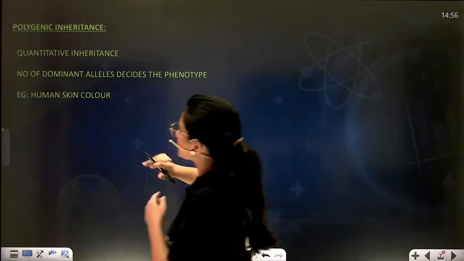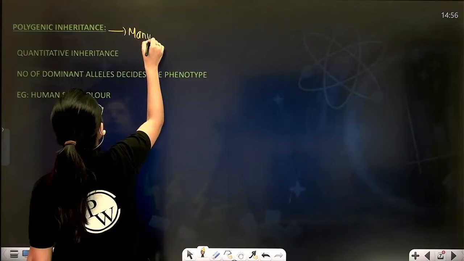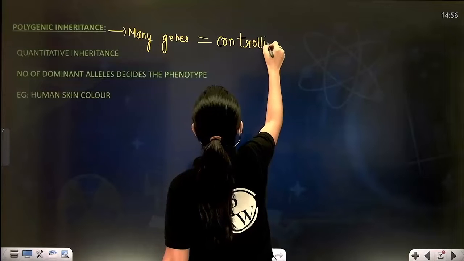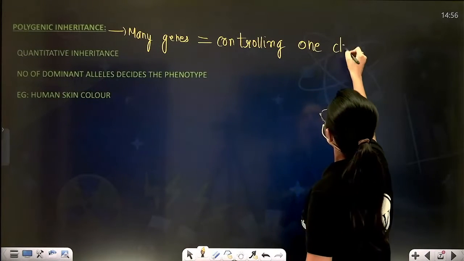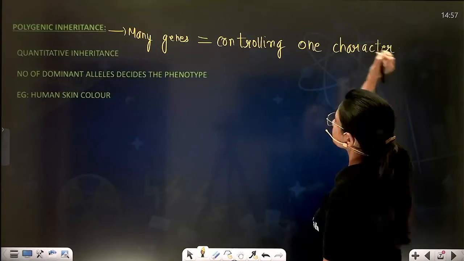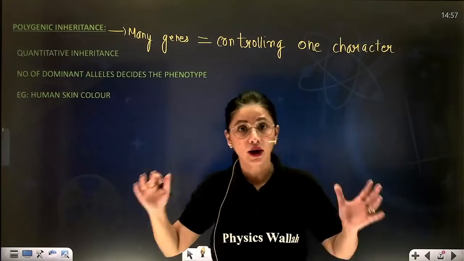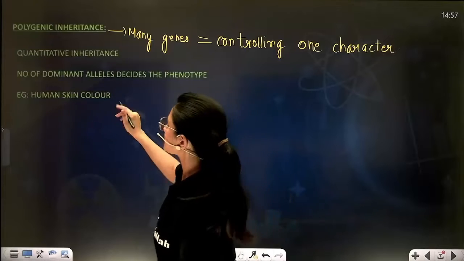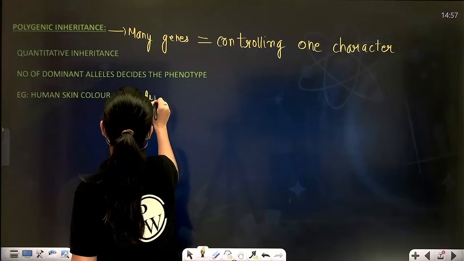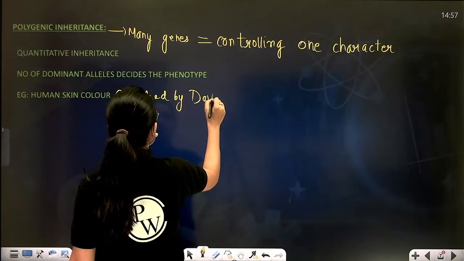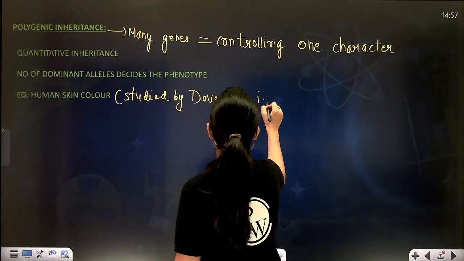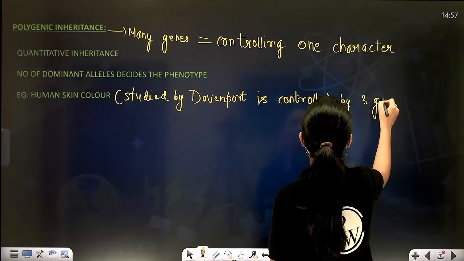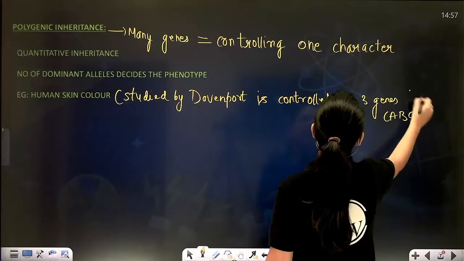So what is polygenic inheritance? Polygenic means many genes controlling one character. Correct? Yes or no? Many genes controlling one character, like for example, human skin color studied by Davenport is controlled by 3 genes. It's controlled by a pair of 3 genes. That is A, B and C.